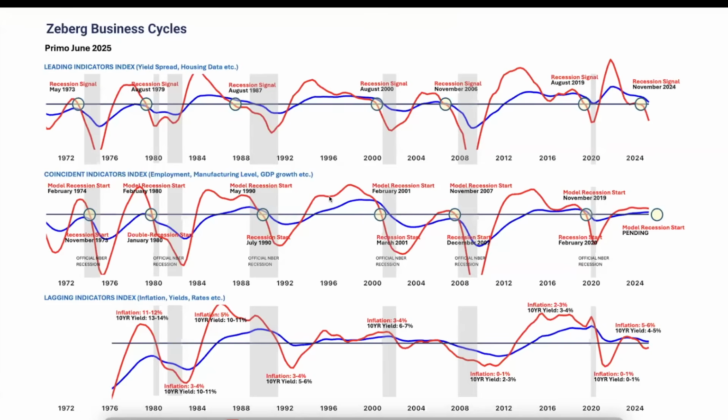And actually, if you look at it, it's been pretty good here. May 1999, July 1990. July 1990 was the real recession. February 2001, March 2001, November 2007, December 2007, November 2019, February 2020. And now it says up here that we have hit the iceberg, but we don't have the crossover.